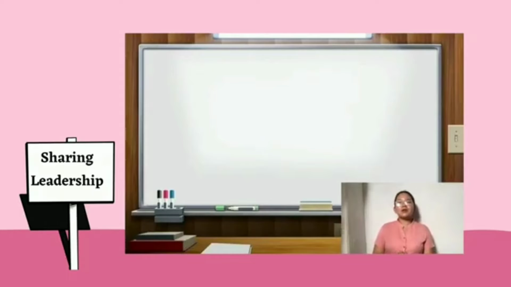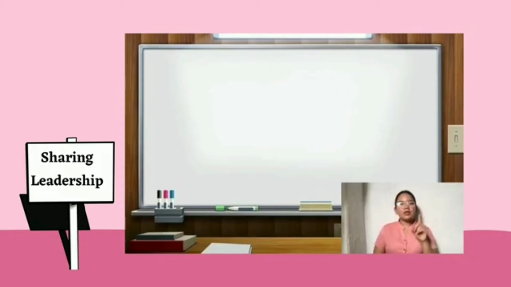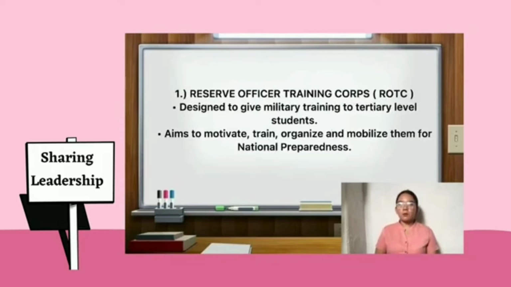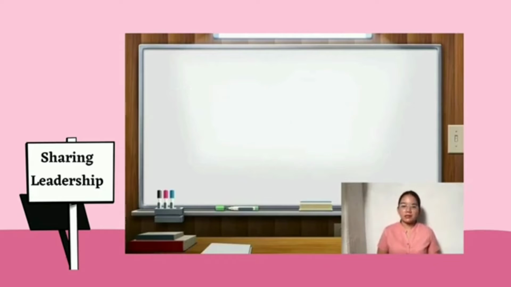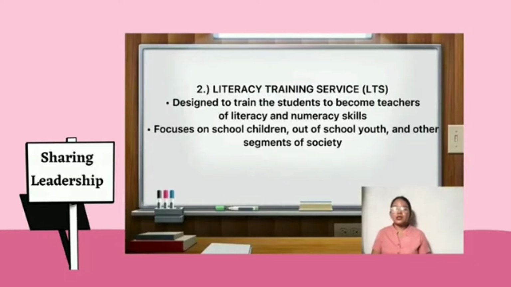I will discuss with you right now the three components of NSTP. First, we have Reserve Officer Training Corps or ROTC, designed to give military training to tertiary level students. It aims to motivate, train, organize, and mobilize them for national preparedness. Literacy Training Service or LTS is designed to train the student to become teachers of literacy and numeracy skills. It focuses on school children, out-of-school youth, and other segments of society.